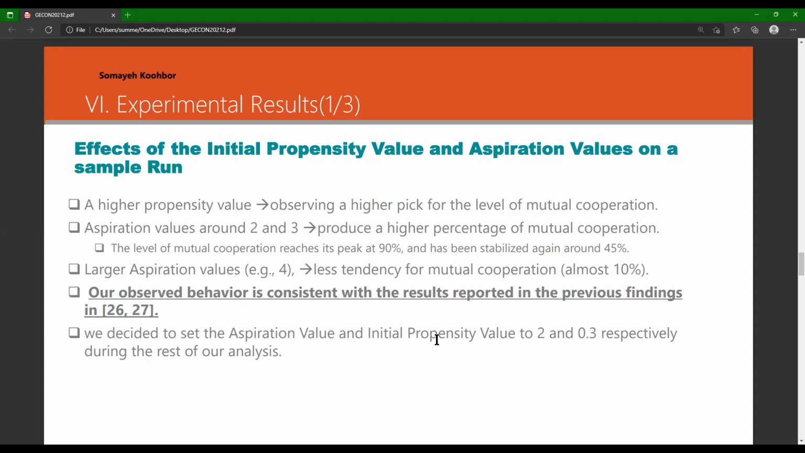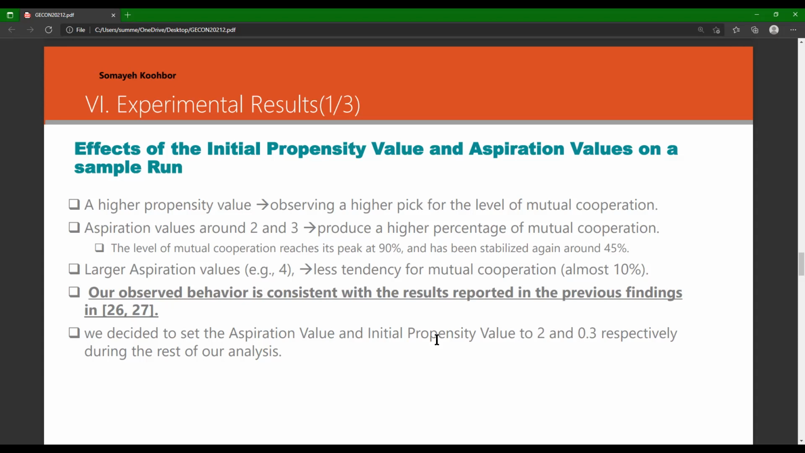So the first part is that we have initial propensity value and aspiration value. As I mentioned, sensitivity analysis is needed for combination of these two, but that wasn't the goal of our paper. This was something which was done in the literature. And we also observed the same result as the previous findings.